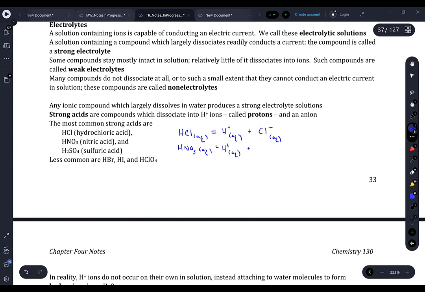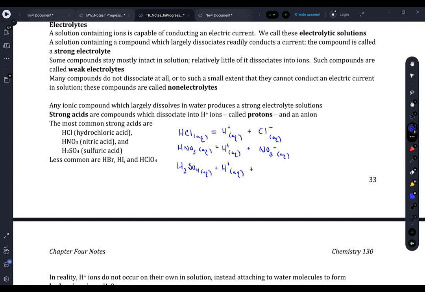And then the most confusing one is going to be sulfuric. What are the two possibilities? There's two protons, so the big question is, do you lose both or do you lose one? If you only put it in water, it technically only loses one. So what would be left over? Good. And then HSO4 minus itself is a weak acid, meaning some of it is going to break up.